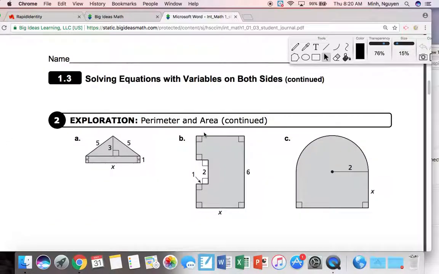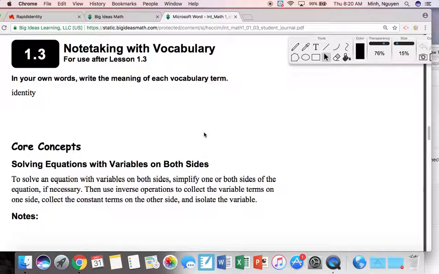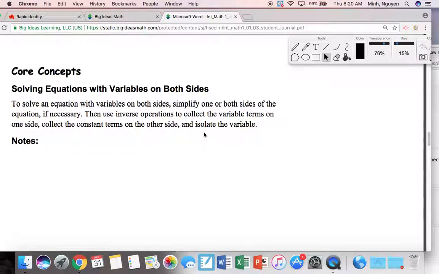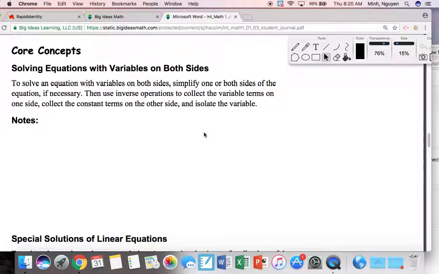So really, for this section, it's key that you remember what I said in the last video, that it doesn't matter what side the variable is on, and it truly doesn't. So before we get into it, let's cover a few concepts.